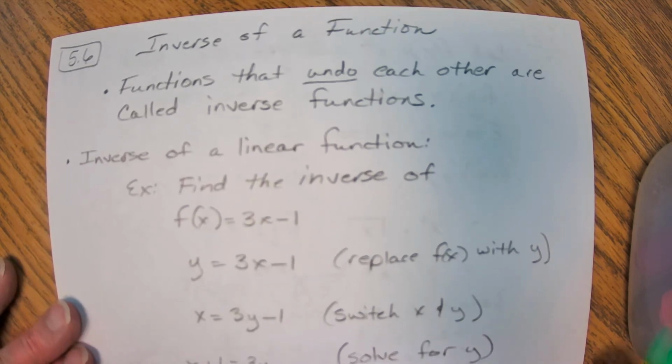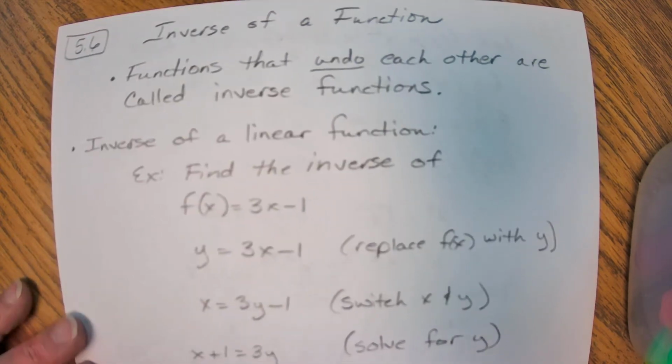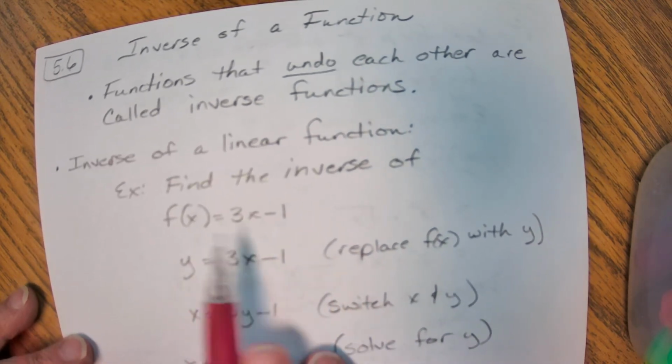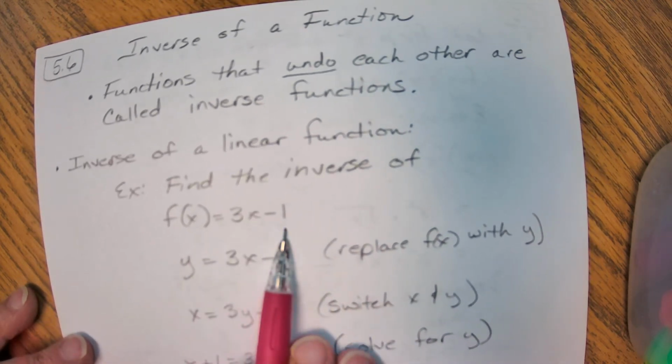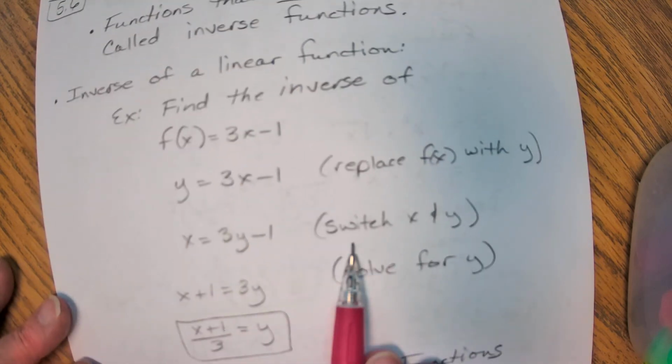We'll get to a demonstration of that in a minute, but first we're just going to jump into some examples, and I'm going to show you the steps on how to find the inverse of a function. So we have this linear function, f of x equals 3x minus 1. Your first step is to replace f of x with y. Your second step is to switch x and y.